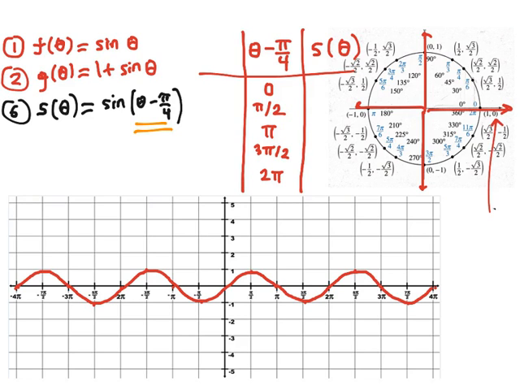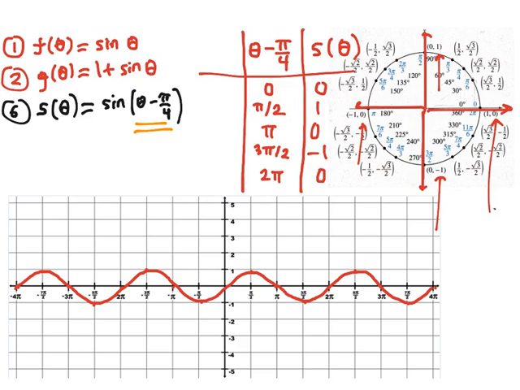Well, it's really easy to find sine of 0. Sine of 0 is the y-coordinate of the intercepted point, which is 0. Sine of pi over 2 is 1. Sine of pi is 0. Sine of 3 pi over 2 is -1. And sine of 2 pi is 0.